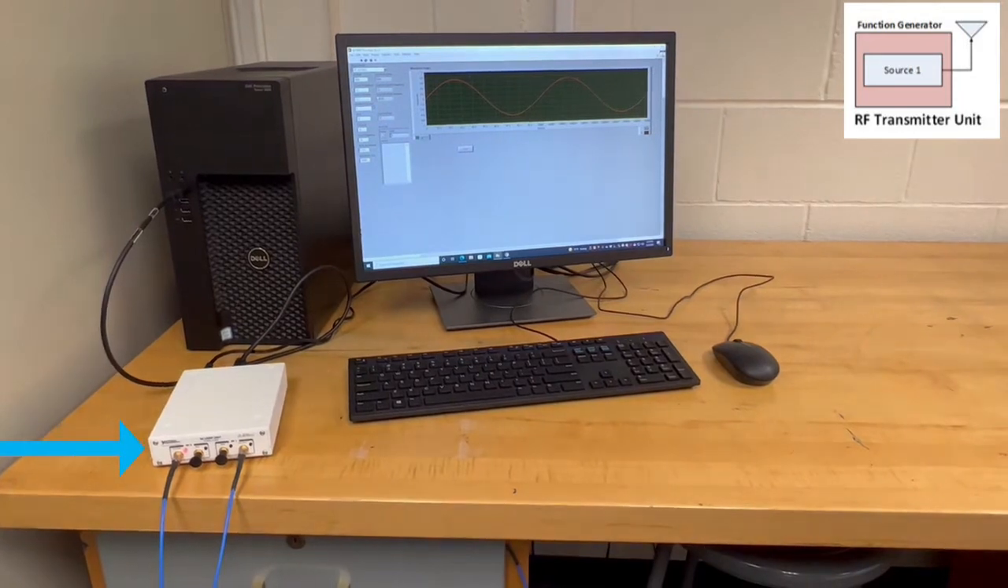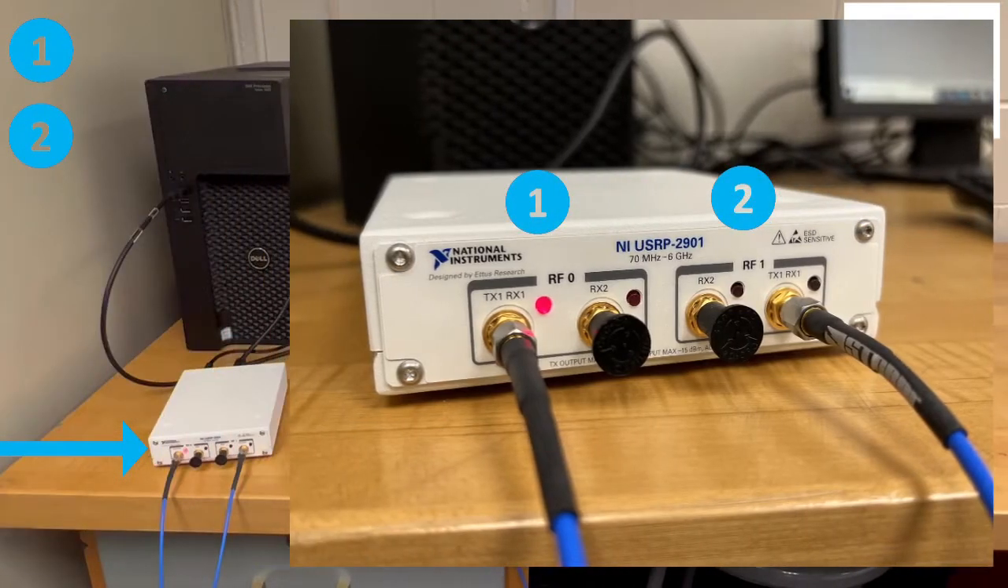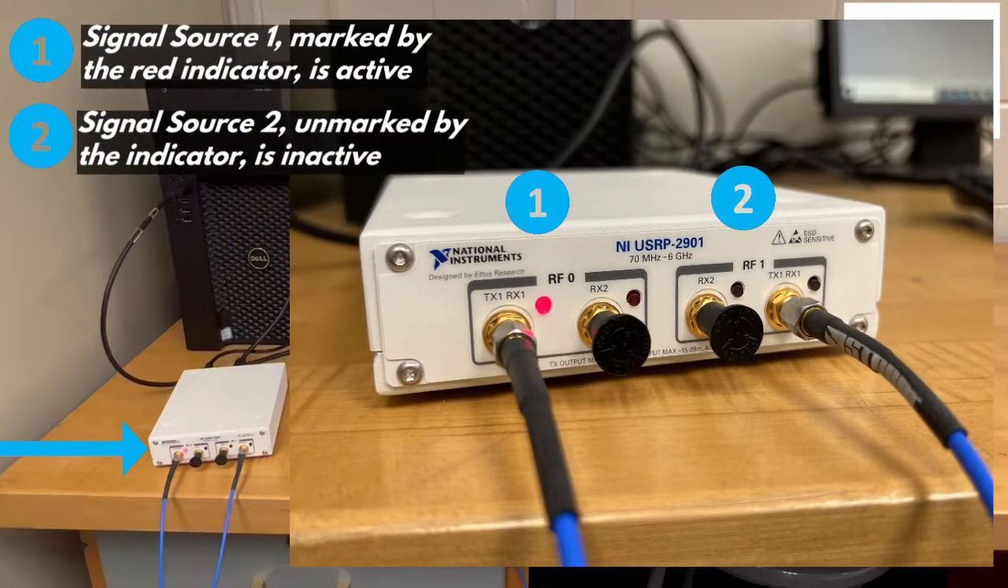On the USRP 2901, you can see that our signal source is marked by the red indicator. In the future, we'll be using a second signal source, however in this case it is currently inactive.